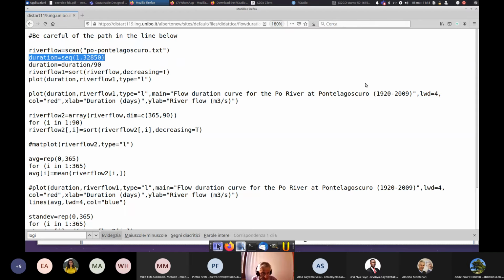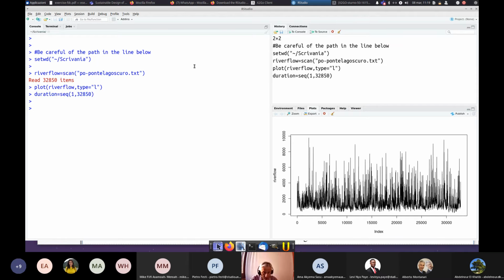The next instruction is to create the duration vector. Given that I have to compute a flow duration curve, you remember that the horizontal axis, the x-axis for the curve, is the duration. So here I have 32,850 numbers. Let's create a vector of duration as a sequence from 1 to 32,850. So I go back, and here it's duration. I created this sequence. The function seq is creating a sequence between 1 and again 32,850.